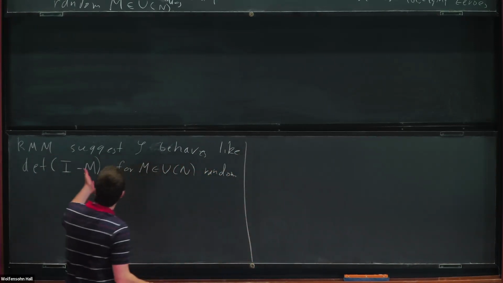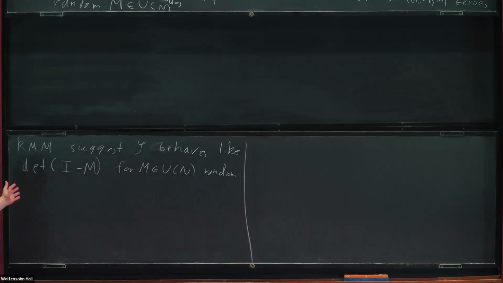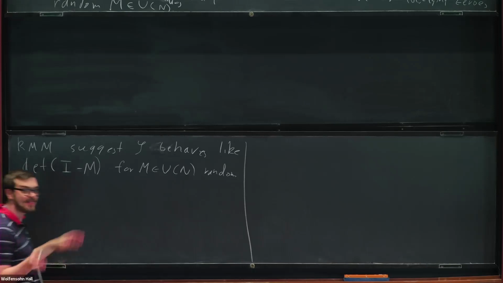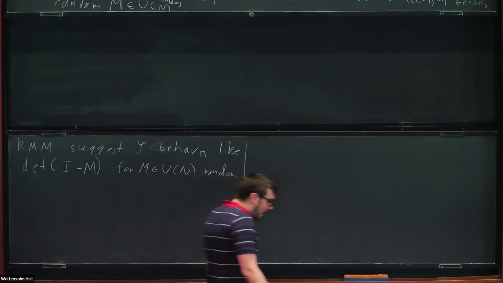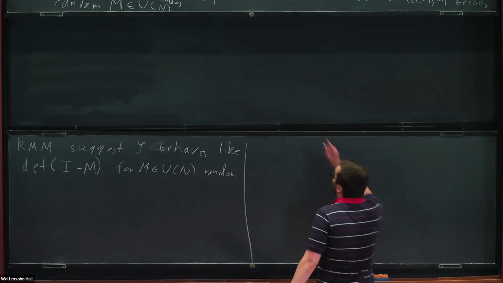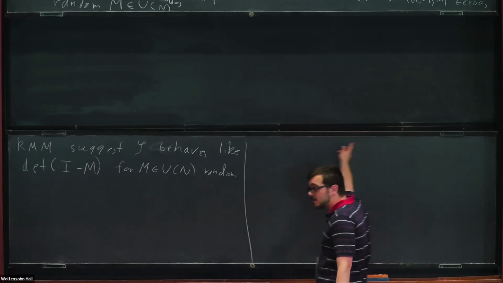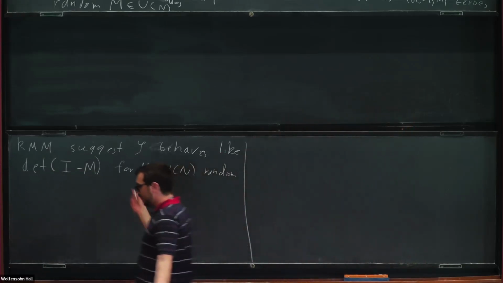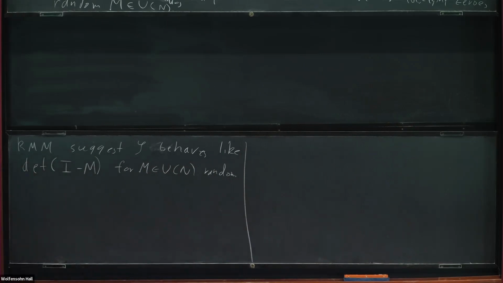So why is this? It's because the zeros of the characteristic polynomial of a matrix are the eigenvalues of the matrix. The characteristic polynomial is the only natural function with this property, although of course there are others, you can multiply by an exponential. And so if the zeros of zeta behave like the eigenvalues of a random matrix, then it would follow that zeta should behave like the characteristic polynomial of a random matrix.